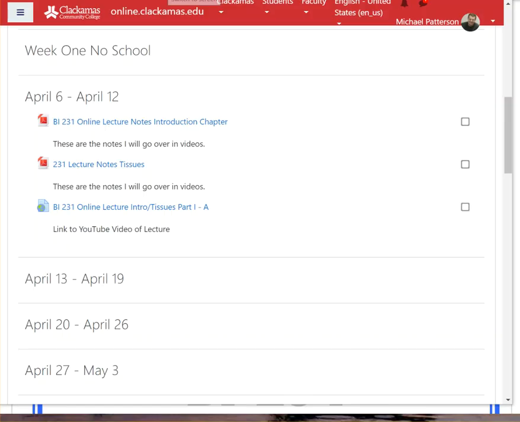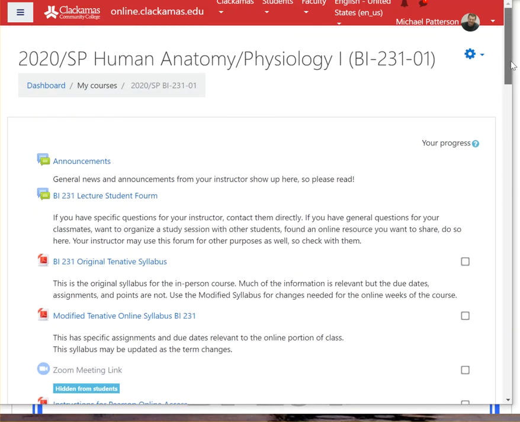Before we get into that, let me show you a couple things that I'm going to be using today. One is the webcam, but not very much, and I'm actually going to switch over now to my screen. The first place I'm at here is the Moodle site for 231. Yours may look slightly different.